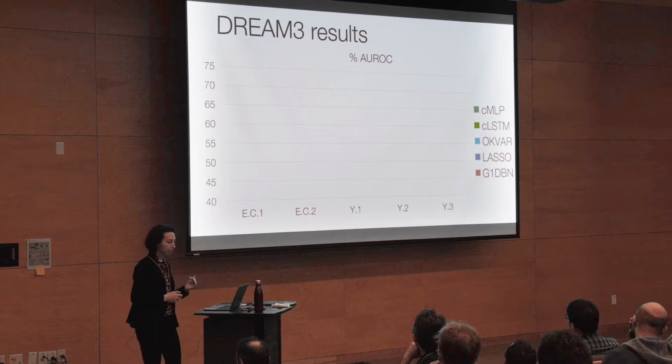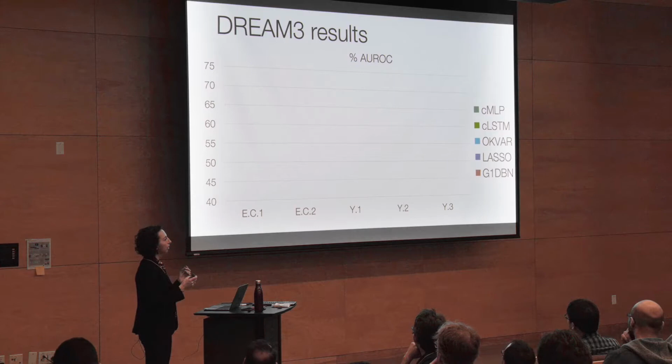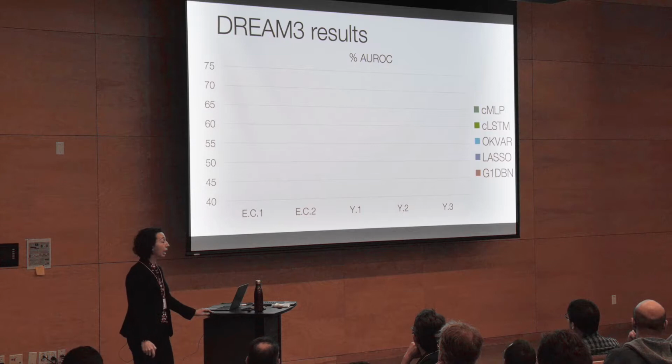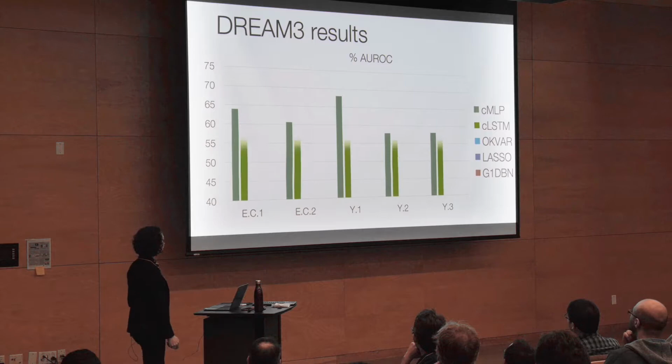As a performance metric, what we're going to look at is area under the ROC curve. This shows our ability to detect true versus false edges in the network. So this is not a measure of predictive performance. This is really getting at how well we're doing at a structured learning task. And we're going to compare the performance of our multi-layer perceptron approach to the same kind of idea applied to an LSTM, which is an example of an RNN.